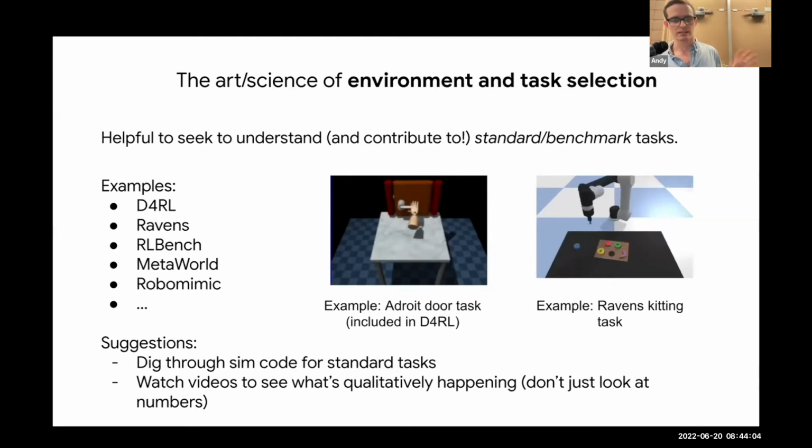These Adroit tasks, which are included in the D4RL suite, but from a different paper from before, are nicely included in the suite. They have some really nice high degree of freedom hands interacting with environments. This one's opening the door. This is from the Ravens benchmark, which was from the Transporter Nets paper that Andy was talking about. This is just one of the tasks there. There's a handful of others listed on the left.